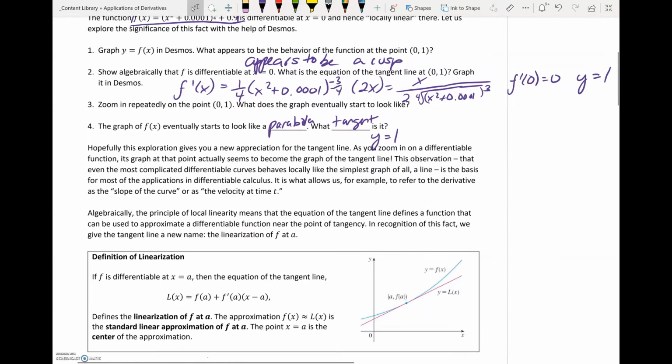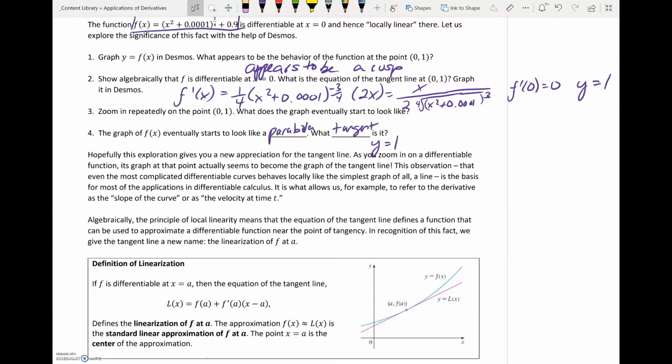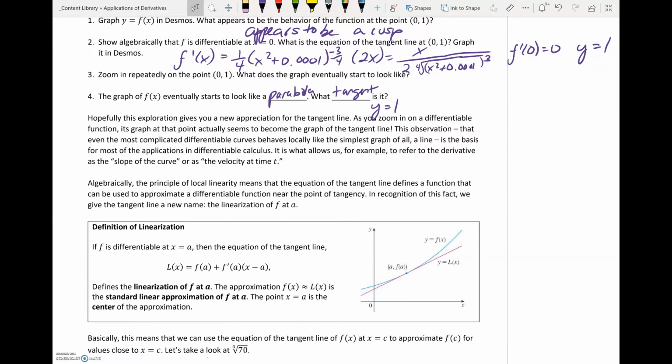Now we're going to use a similar concept for linearization. The definition of linearization is: if f is differentiable at x equals a, then the equation of the tangent line can be found as L of x equals f of a plus the derivative of f at a, multiplied by x minus a. This is your linearization of f at a, and it also gives us the approximation f of x is very close to L of x, our standard linear approximation of f at a.